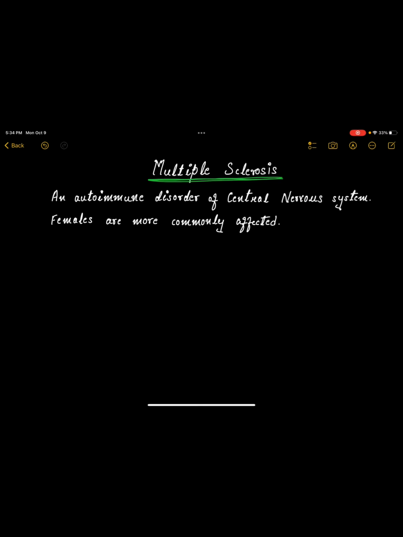Hello everyone. So today we will discuss a case of multiple sclerosis. It is an autoimmune disorder of our central nervous system, and it commonly affects females who live in cold areas like Jammu and Kashmir or Europe. European females and females living in Jammu and Kashmir are more commonly affected by multiple sclerosis.